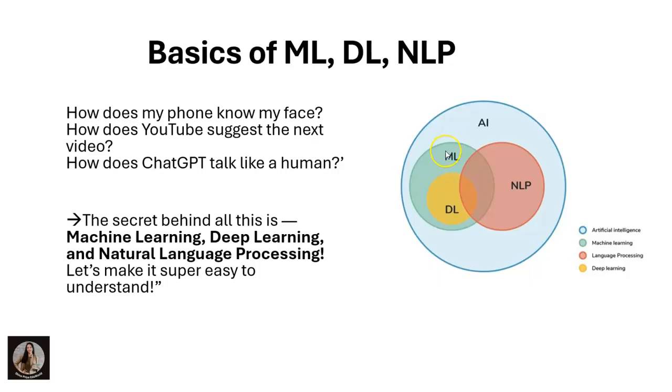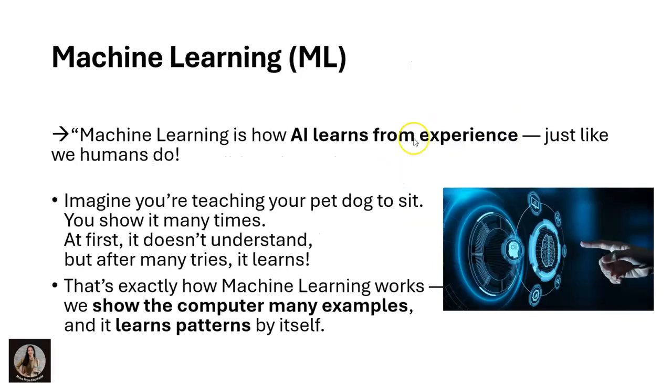Here is a diagram which makes it simple to understand. We have AI. Machine learning is a part of AI and deep learning is a part of machine learning, and natural language processing is a part of machine learning and deep learning. If you understand this diagram very well, then you will be able to understand what machine learning, deep learning and natural language processing are very clearly. Let us start with machine learning.